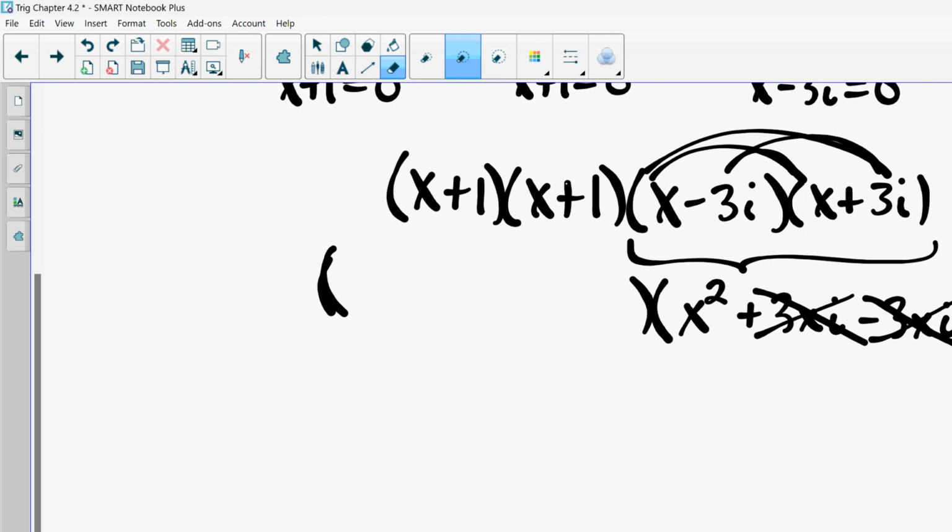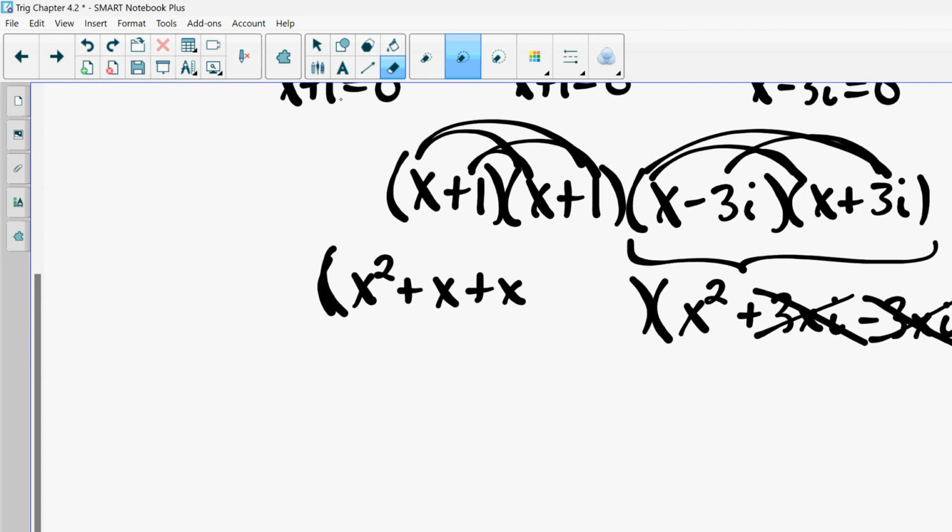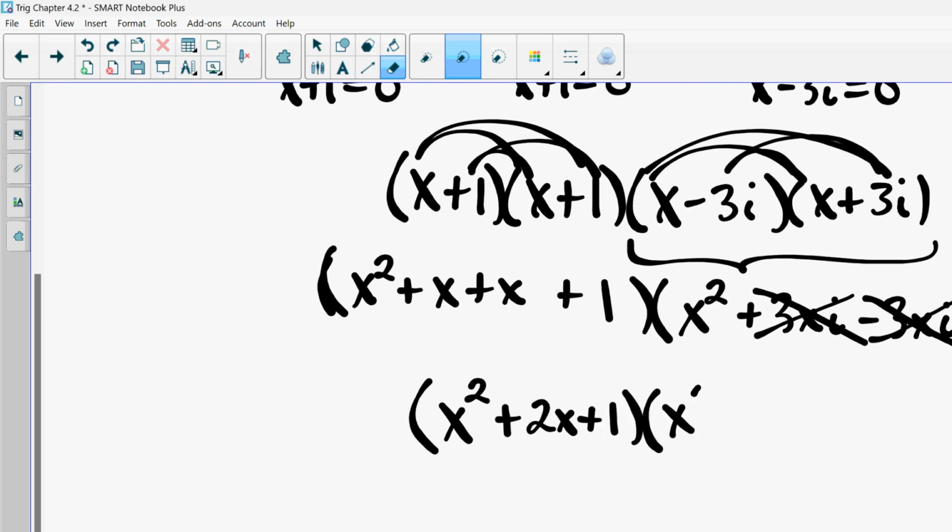Now normally, especially in Algebra 2, we would rewrite the x plus 1 and x plus 1 because we only do one set of multiplication at a time. But at this point, I think we're comfortable. We did the multiplication step. I can move over here and do the same thing. X times x is x squared. X times 1 is plus x. 1 times x is plus x, and 1 times 1 is plus 1. Now we can combine like terms here. We have x squared plus 2x plus 1 being multiplied with our x squared plus 9.